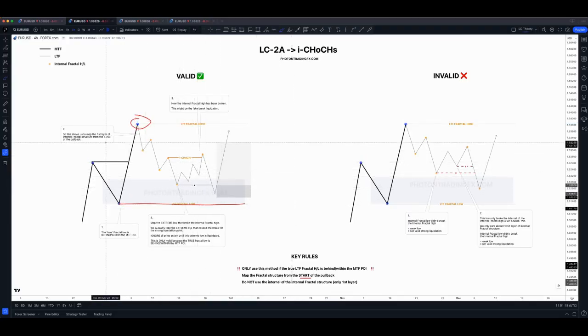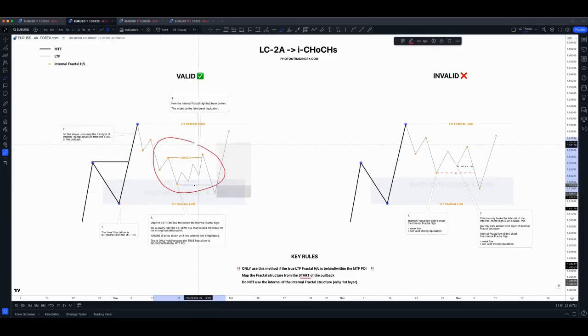So again, this is super, super key. You only look at the internal fractal structure in this scenario where the true low is behind or within the POI. Because what I'm seeing people doing now is using the internal structure when that isn't the case. Okay, so we only do it when we get a really impulsive leg down here and the true low and high are basically on this leg, and this is your internal fractal structure.